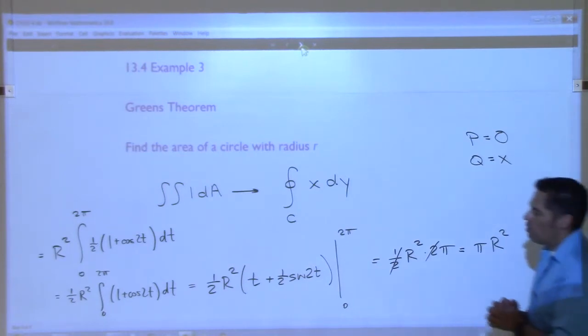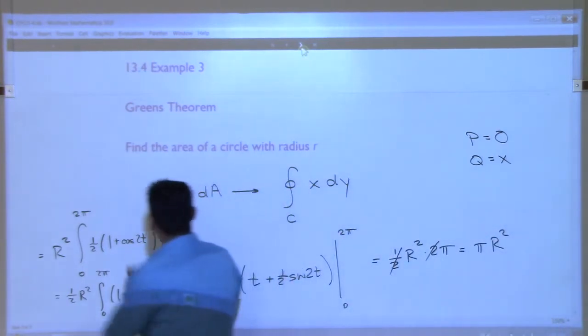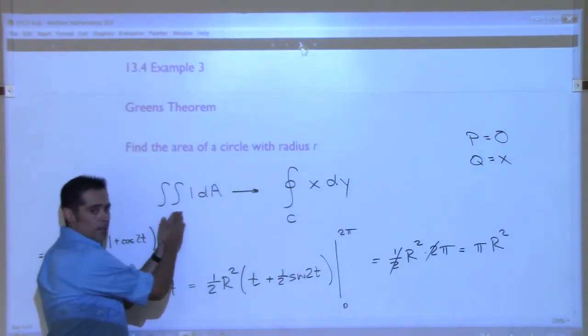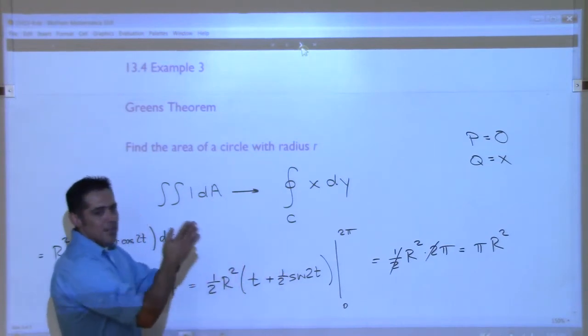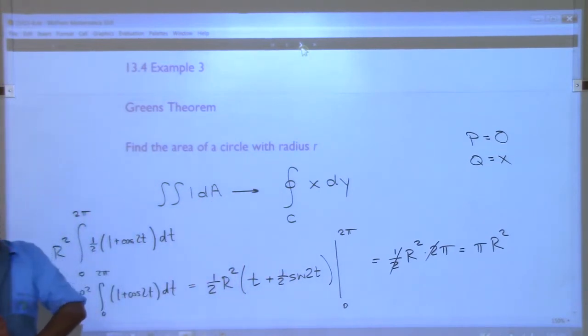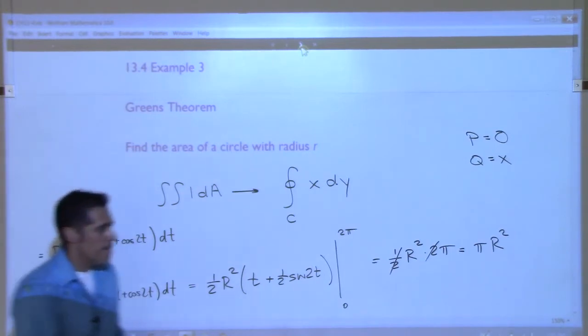So, moral of the story is that there are ways to take certain double integrals and convert them over to line integrals. Most of the time, it's easier to go from a line integral to a double integral, but the theorem can be used both ways.